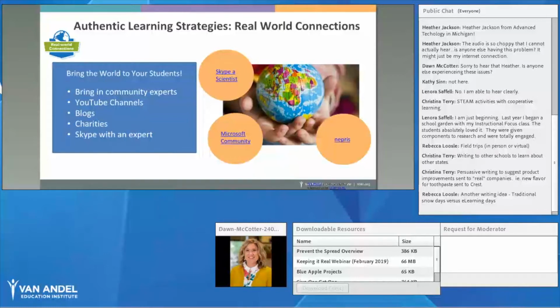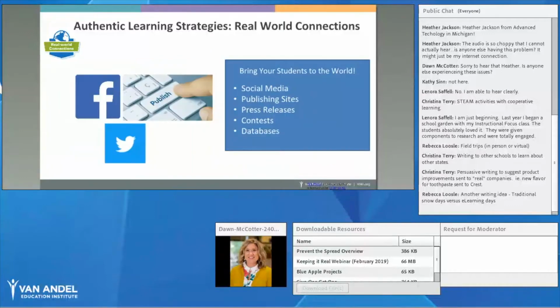And then with the paid version, you can actually set up individual sessions, where that expert will Skype directly into your classroom. So that's another place to look if you're looking to bring the world to your students. Now, the second part of real-world connections is bringing your students to the world. And social media is an obvious place to start.